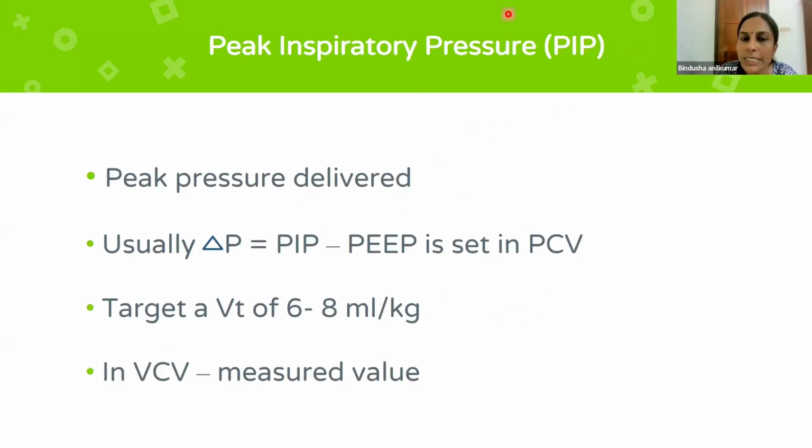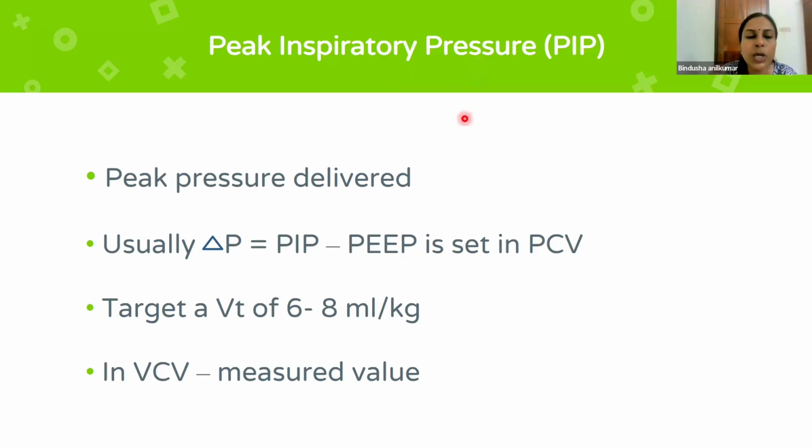PIP was discussed yesterday. PIP is the peak pressure, that is the maximum pressure which is delivered by the ventilator. In most of the ventilators, we are actually not setting the PIP. We are actually setting the delta P or pressure control above PEEP. That is the pressure above the PEEP, so PIP is actually a value of PEEP plus pressure control or delta P. So there is no value for PIP which has to be set in the ventilator.